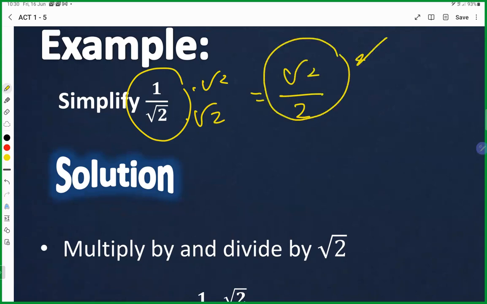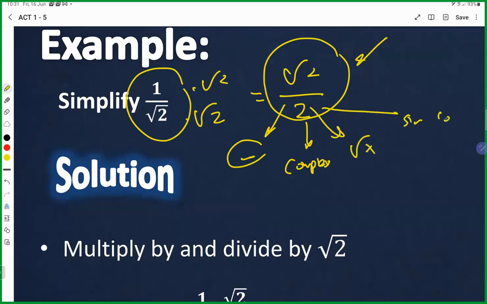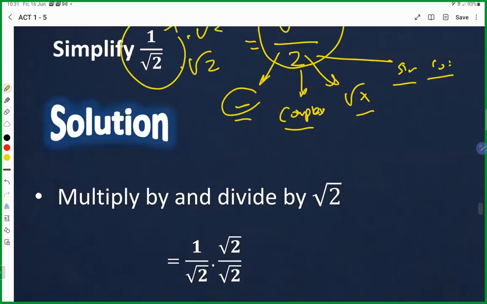Why, Mr., is this simplified? Because there are three major things that are not accepted in the denominator: negative numbers, complex numbers, and the square root, also sine and cosine. So if you want to simplify, you need to eliminate that from the denominator. That's why if you plug it into a calculator, it will change the shape of the fraction from 1 over square root of 2 to square root of 2 over 2. Okay.